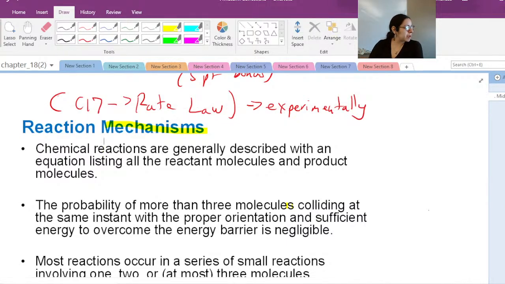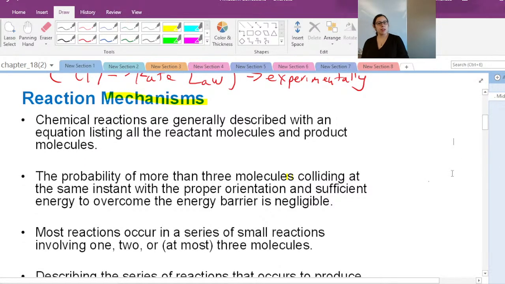I was trying to pull up some papers, not having good luck, just trying to show some mechanistic studies. I'll try to pull up some examples as we go along.